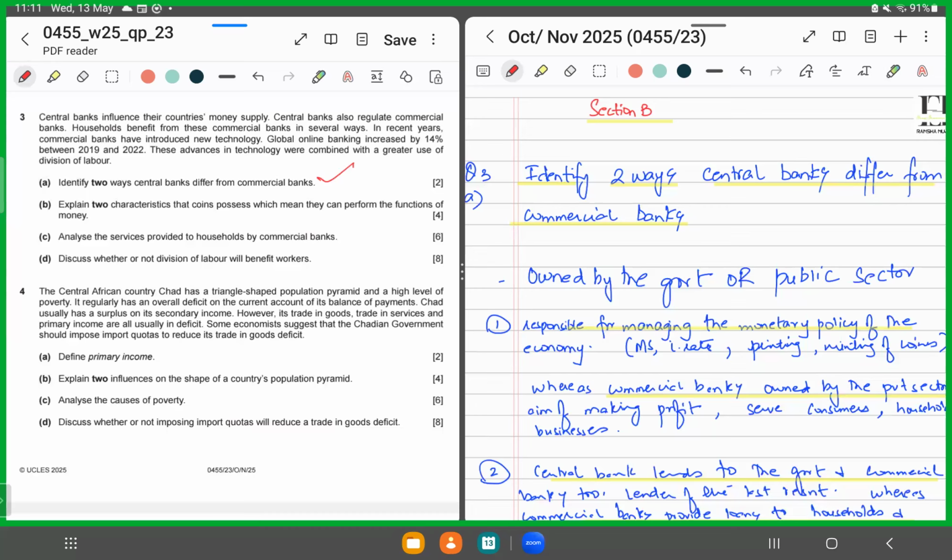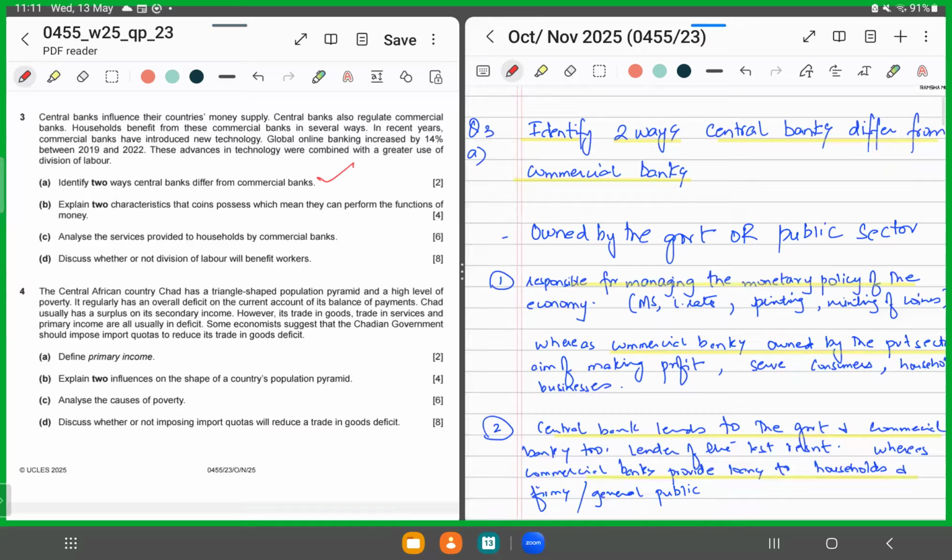So for instance, you're going to say that central banks in any economy are owned by the government or the public sector, and they are responsible for managing the monetary policy of the economy. Like for instance, they control the money supply, or they determine the interest rate, or they print the currency, or they're responsible for minting of coins. Whereas commercial banks are owned by the private sector, they are run with the aim of making profit, and they serve consumers, households, and businesses. Now notice we provided the function of the central bank, and in that domain only we provide a contrast of commercial banks.